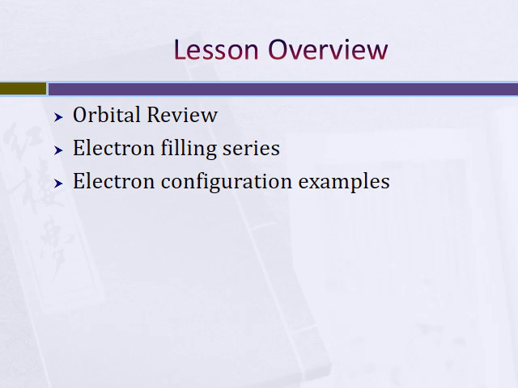In this lesson, we're going to talk about electron configurations from section 6.4 in OpenStax. We'll review the orbital information that we talked about last lesson, go through how to build the electron filling series, and then go through some examples getting the electron configuration of a few different elements.